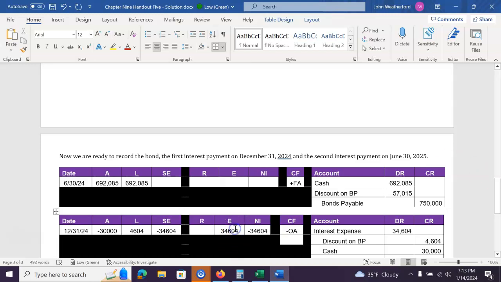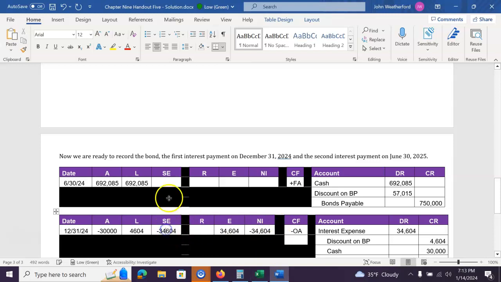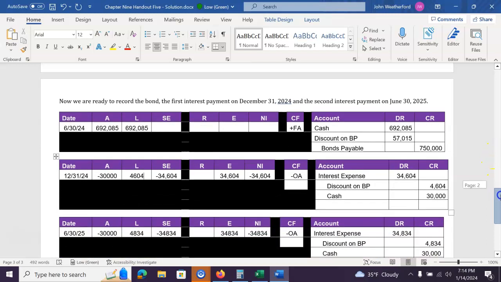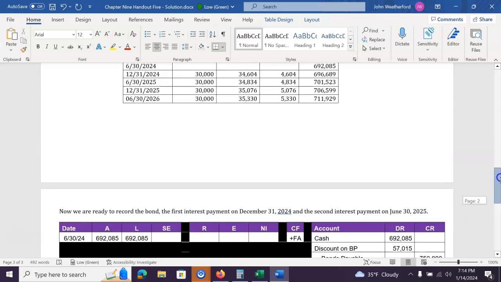But here we've got an expense, interest expense that increased by $34,604, causing net income to decrease by $34,604. Also causes stockholders' equity to decrease by $34,604. And then cash decreased by $30,000, the credit to cash, and liabilities increase when the discount is amortized, you guys. That'll cause bonds payable balance, which is shown at its carrying amount, to decrease. All right, our next entry looks exactly the same as this one, except we get our numbers from the next row, 630.25 from our amortization schedule.